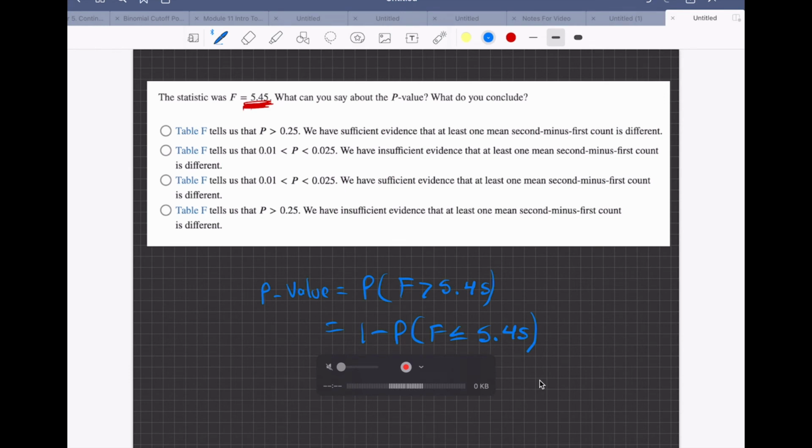So 1 minus 0.9888, and this is going to be 0.0112. So the p-value is 0.0112. There you have it. So do we reject H null here?